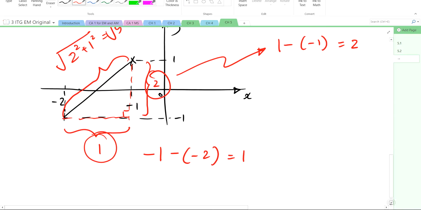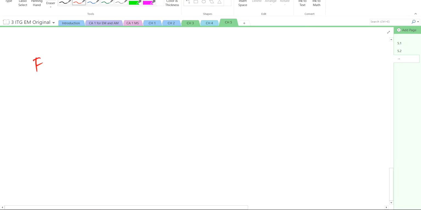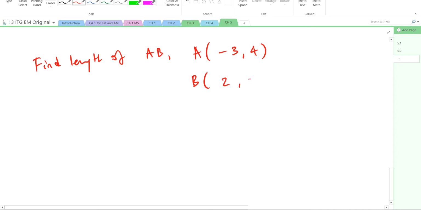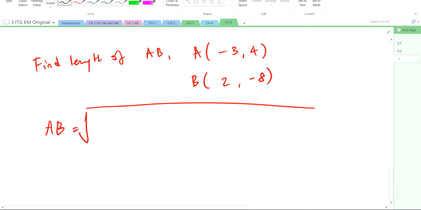So next, if I were to tell you, find the length of AB, where A is negative 3 and 4, B is maybe 2 and negative 8. How to find the length of this line segment? X values and the Y values. So these are my X values and these are my Y values, right? So compare X value minus X value. Big X minus small x, what do we get?